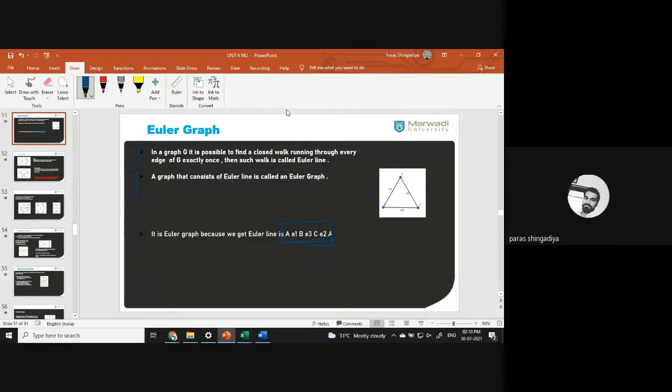Here one graph is given that is known as Euler, but in place of that, you have to draw another graph which follows the condition of Euler. Clear? And then write the Euler line. Here it is mentioned A E1 B E3 C E2 A. That is the Euler line for this graph. Now in place of that, draw another graph. And then after, write the data for Hamiltonian graph.